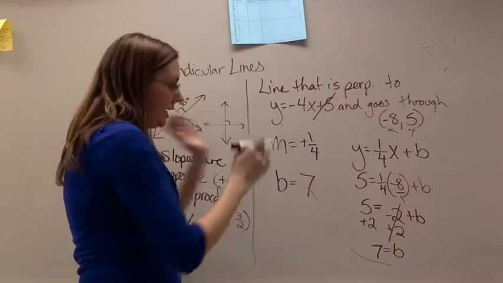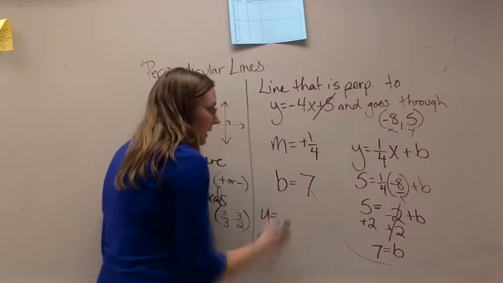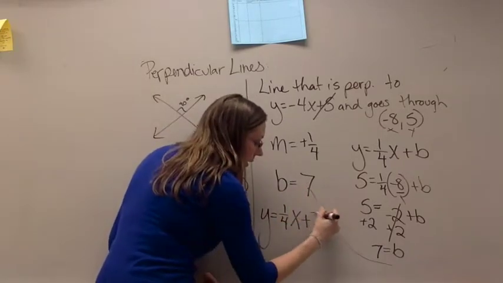Okay? I take these two chunks. Again, I want the line, so I'm plugging it into my y equals mx plus b. Y equals 1/4 x. This is a positive 7, so I put plus 7.